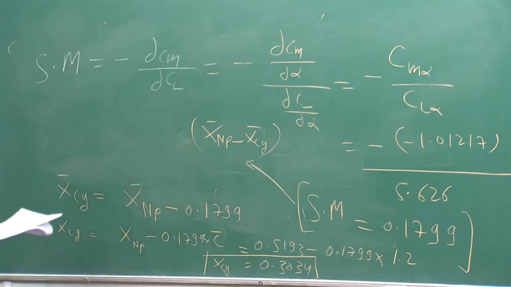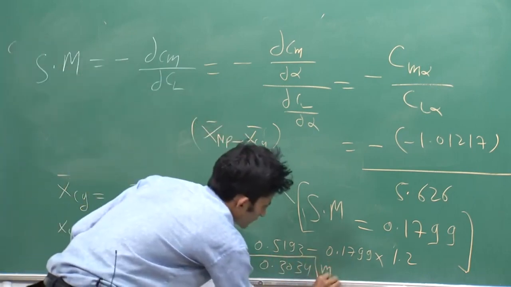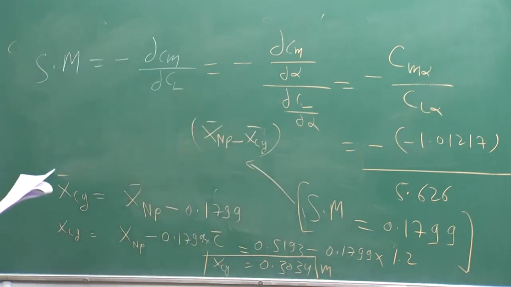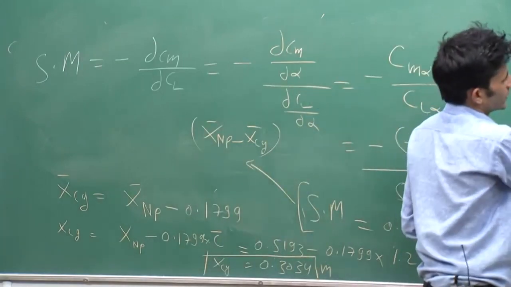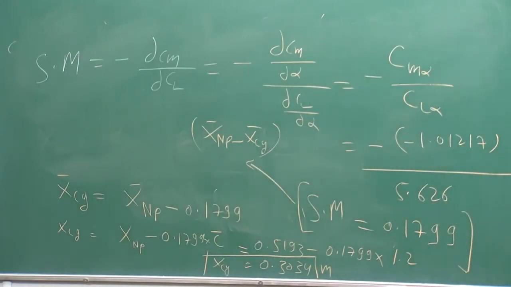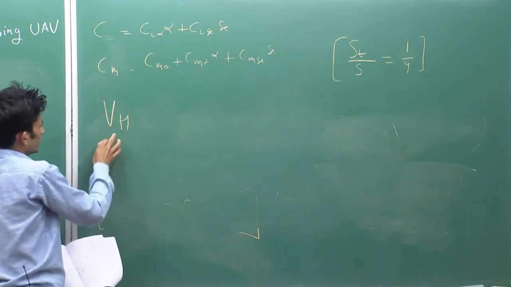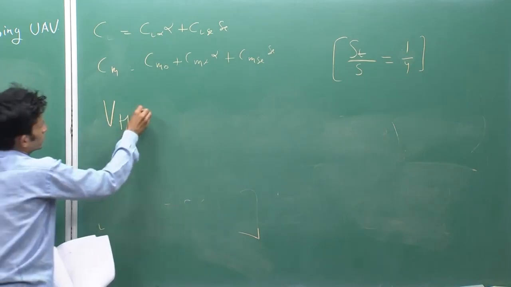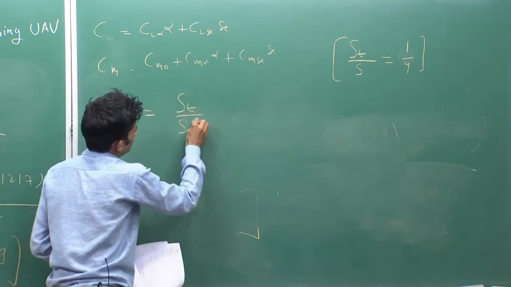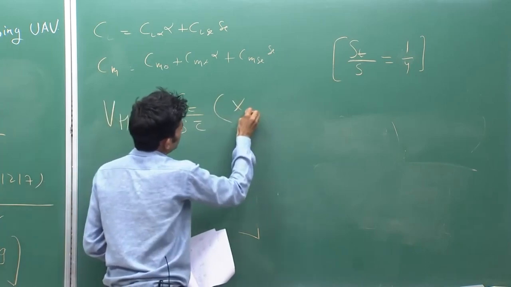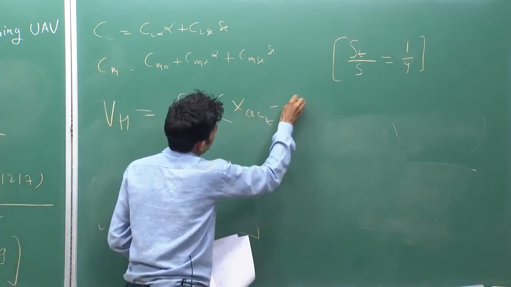So, in sixth question you have to find the tail volume ratio. Basically, tail volume ratio tells us how much stability the UAV or aircraft has. Tail volume ratio, in this case horizontal tail volume ratio, is ST by S into C bar, and the tail arm, which is nothing but XAC of tail minus XCG.